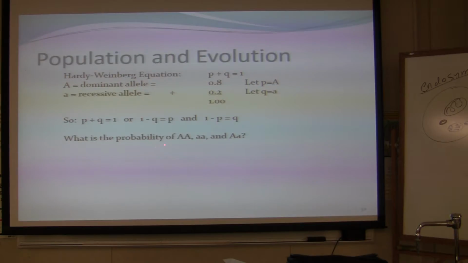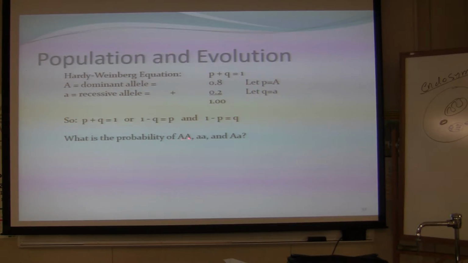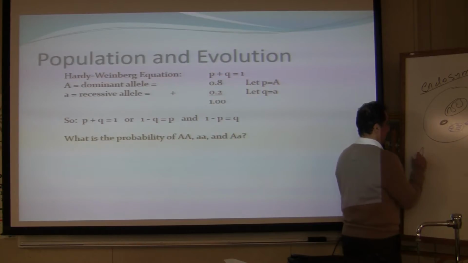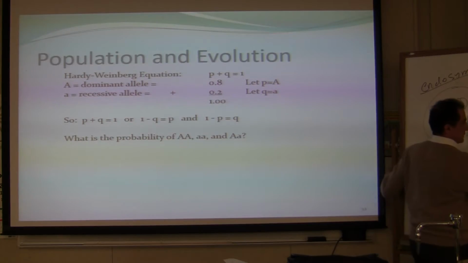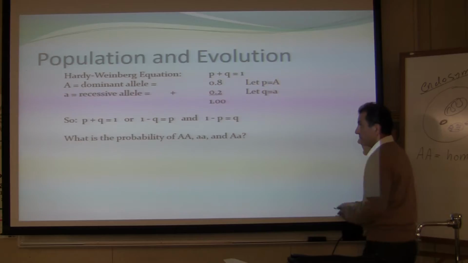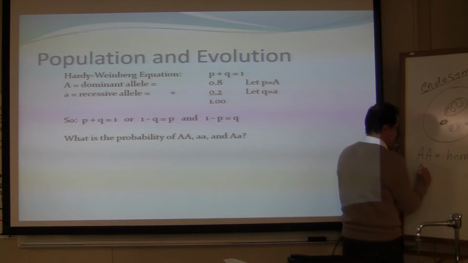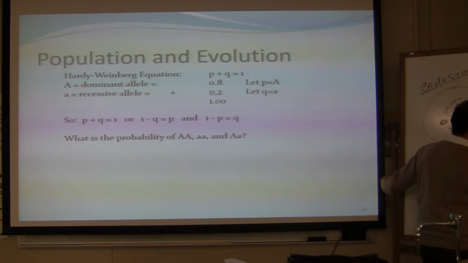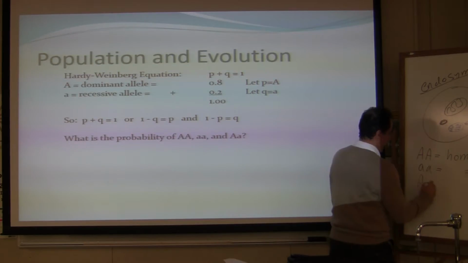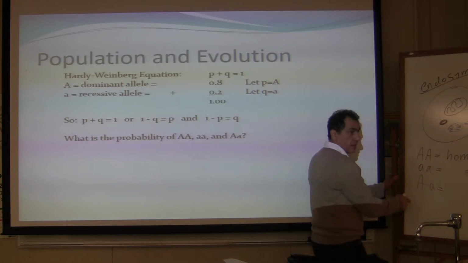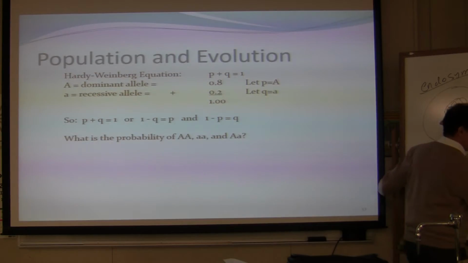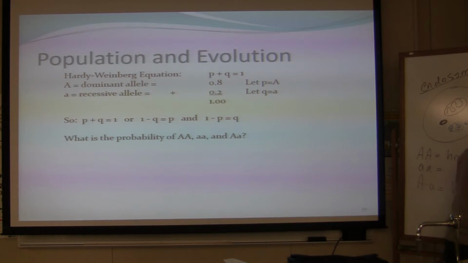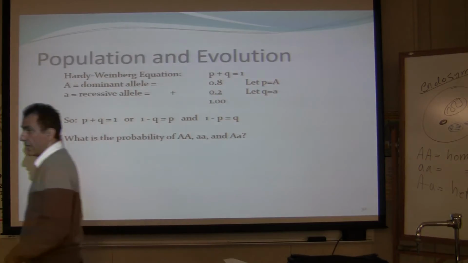Okay, now, what is the probability of the double homozygous dominant? You remember this? We talked about this. Big A, big A is homozygous dominant. Small a, small a is homozygous recessive. And then capital A, small a, three possibilities, right? Heterozygous. You all remember that? Okay?